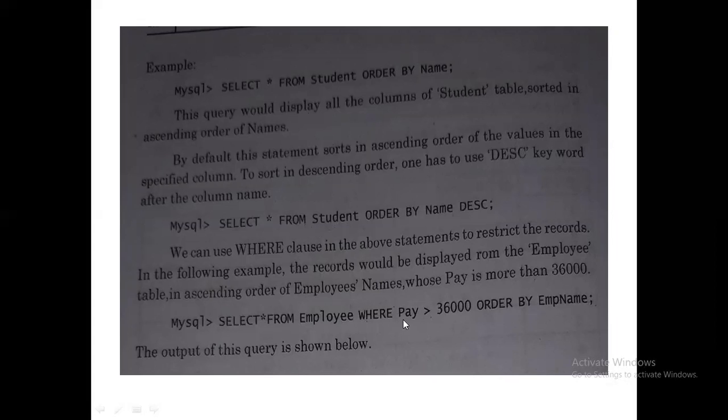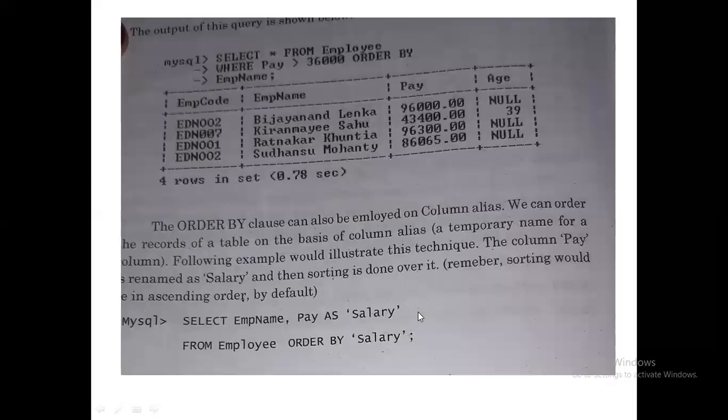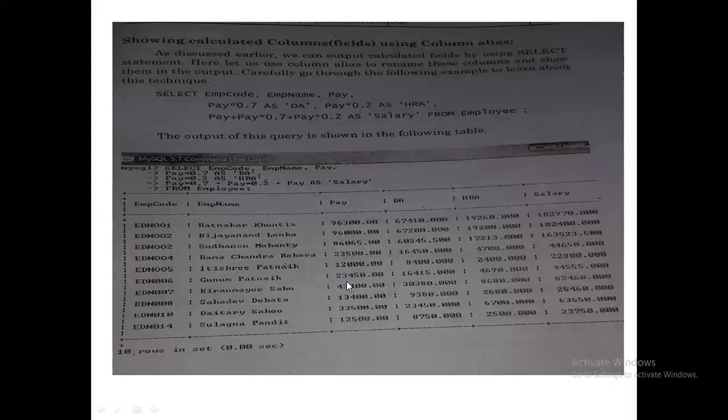Select star from employee where pay is greater than 36,000 order by employee name. So in increasing order it will show the employee names whose pay is more than 36,000. So in this way you can use the ORDER BY clause.